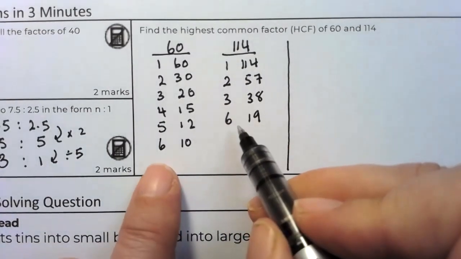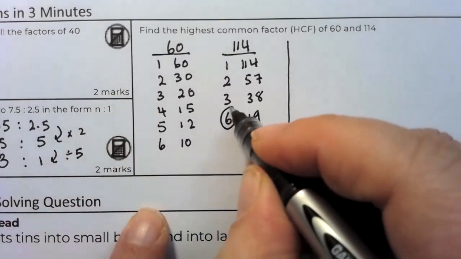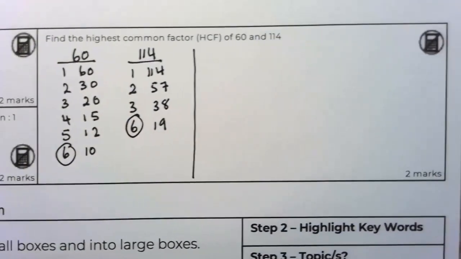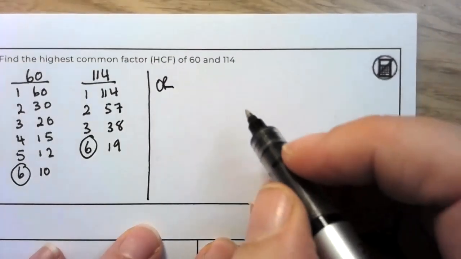As I say, the mistake I made the first time was to think 3 was the highest common factor. Actually, the highest common factor is 6. So the alternative ways, this is all we could do for this one here.